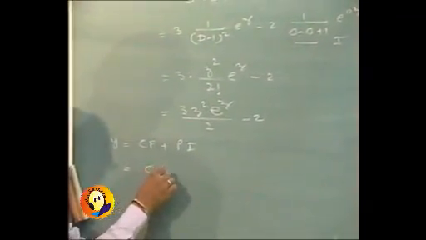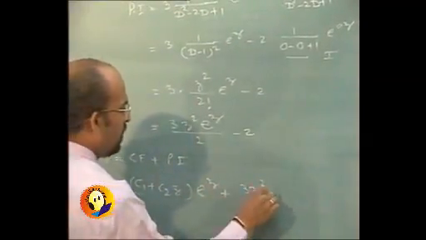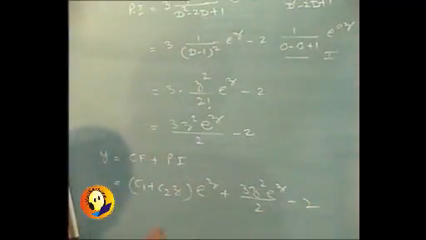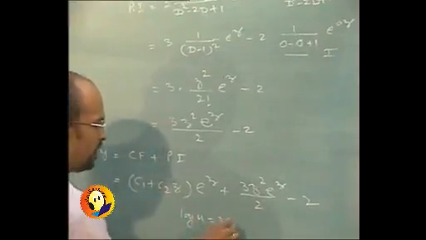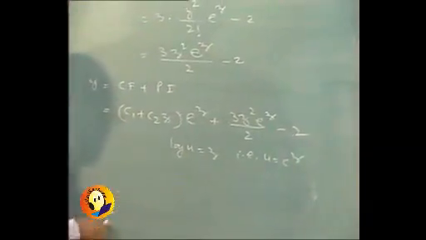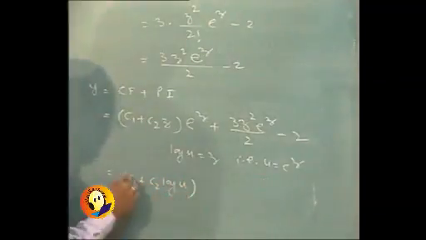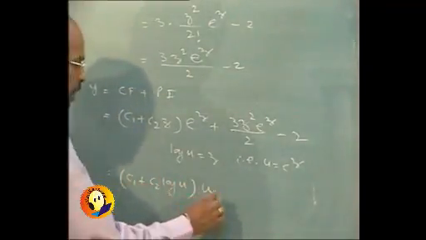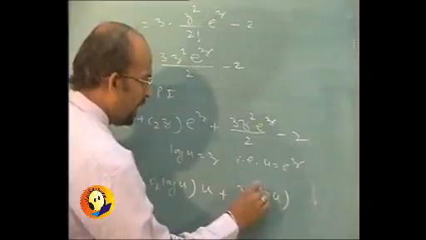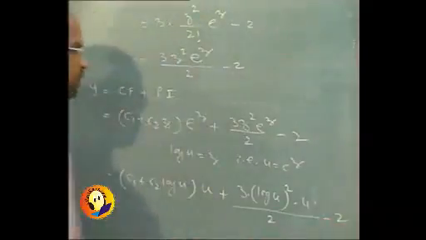Y equal to CF plus PI will be the required answer. And so it will be C1 plus C2 z into e raised to z plus 3z square e raised to z upon 2 minus 2. But we had a substitution log u equal to z, that is u equal to e raised to z. So we will proceed with that. It will be C1 plus C2 log u into e raised to z, which is nothing but u, plus 3 z square, that is log u bracket square, into e raised to z, that is u, divided by 2 minus 2.